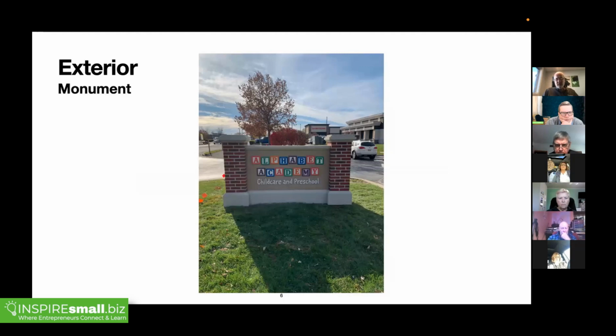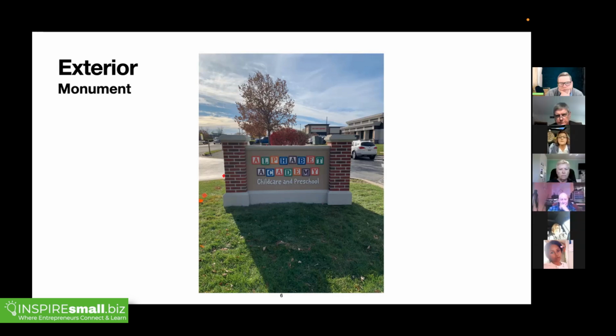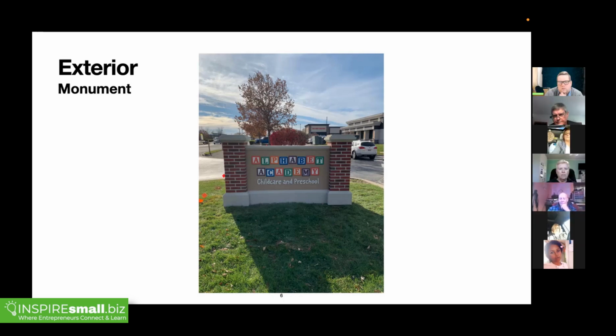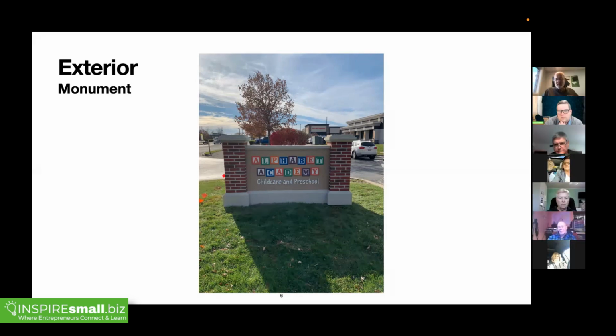Now, another aspect of exterior signs is monument signs. This is one we just did, also near 126th and 37, for a child care and preschool. What's interesting about these signs is that it looks like brick or brick and mortar. It's not.